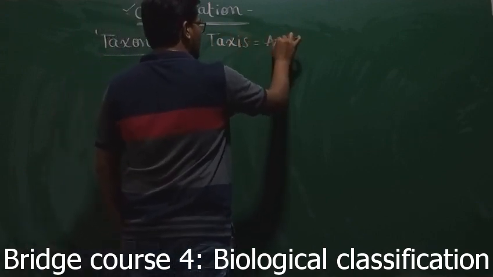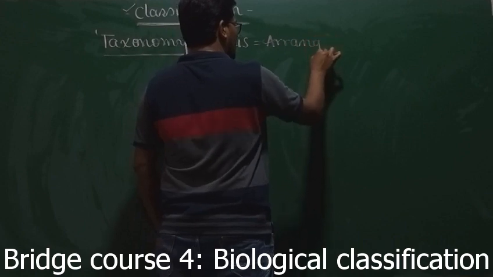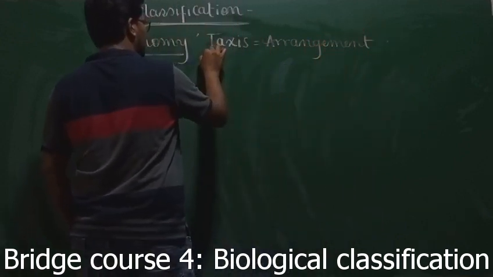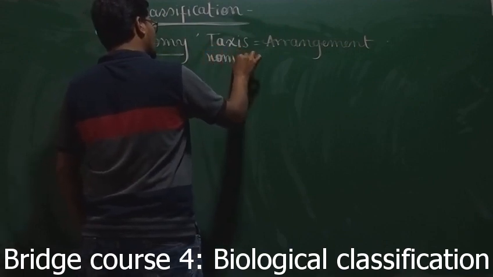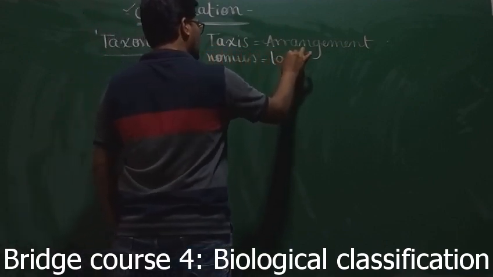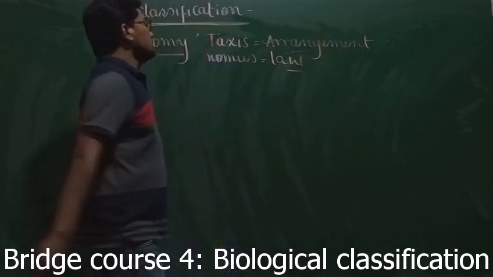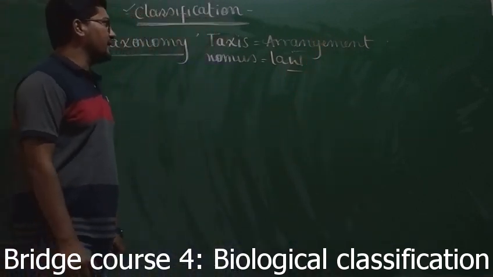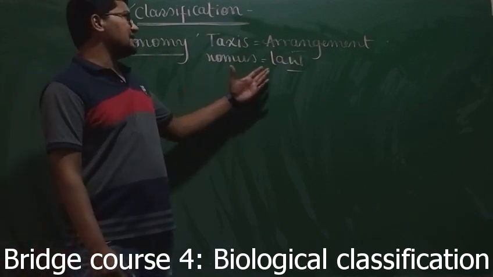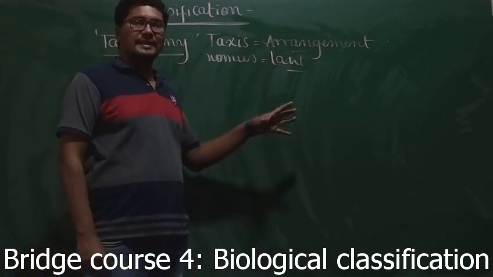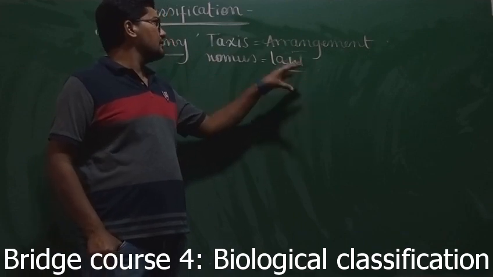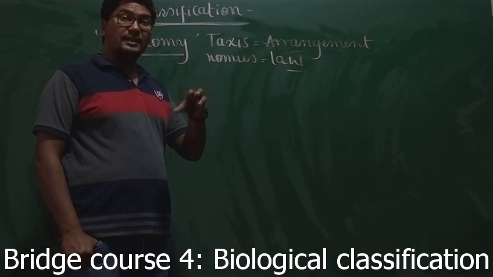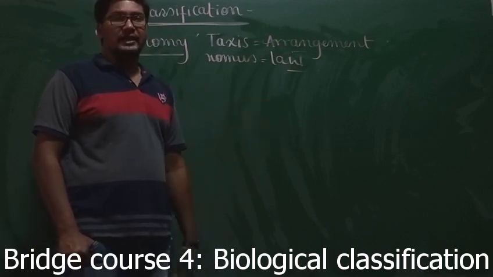taxis means arrangement, so taxonomy is the combination of two words, that is taxis means arrangement, nomus means according to a law, in the sense based on some rules. So simply speaking, what is taxonomy? It is the systematic arrangement of all the living organisms.